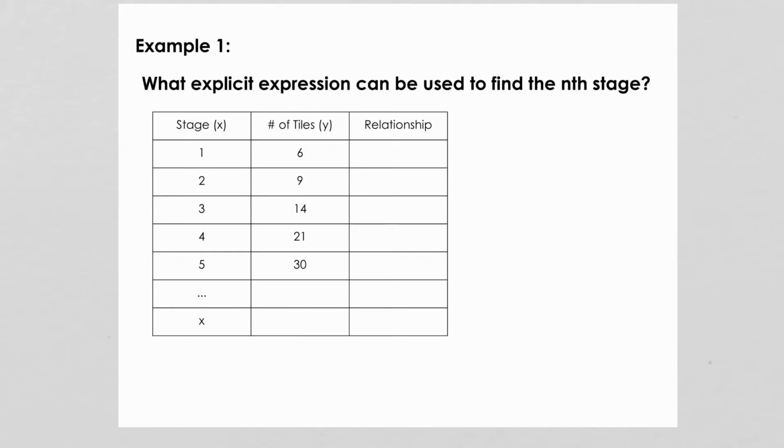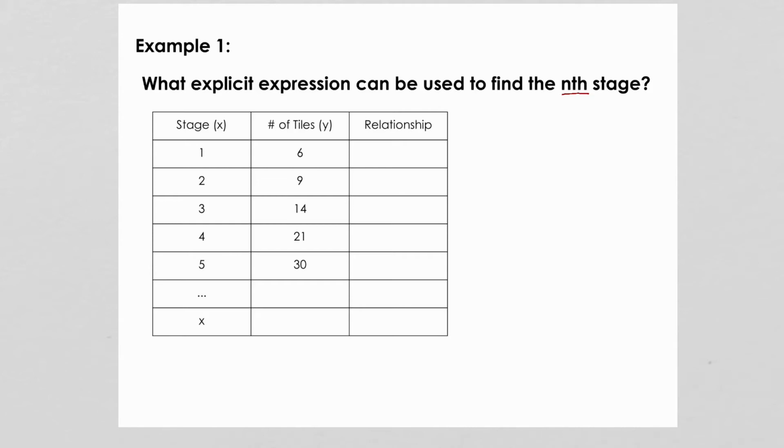So we're going to look in detail at a couple of quadratic sequences, and just like last week, we're going to be trying to figure out an explicit expression that can be used to find the nth stage. All that means, guys, is we're going to write an equation that describes the pattern, okay? So we have stage number 1, 2, 3, 4, 5, and then the number of tiles, 6, 9, 14, 21. If we were to take the second difference here between 6 and 9, between 9 and 14, 14 and 21, we would find that the second differences are common or the same.